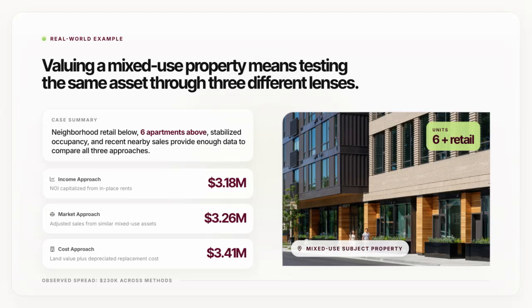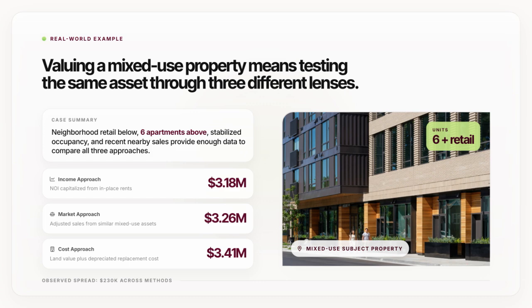Here we have a real-world example demonstrating how to value a mixed-use property by applying three different valuation approaches. The property in question includes neighborhood retail space on the ground floor with 6 apartments above it. Since the occupancy is stable and there are recent sales of comparable properties nearby, we have solid data to analyze each method meaningfully.